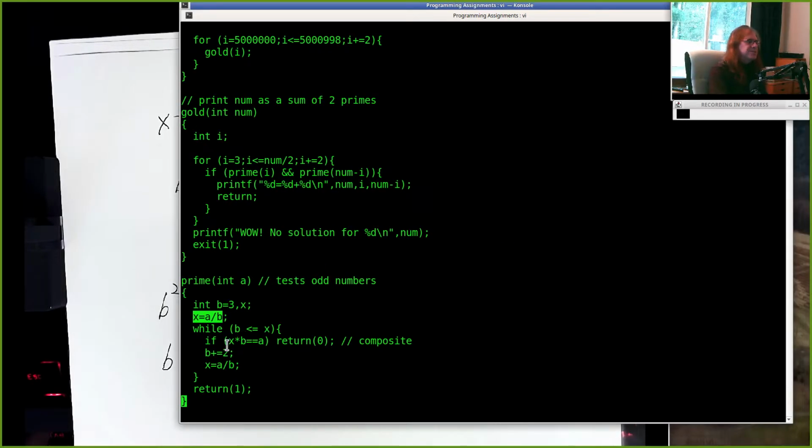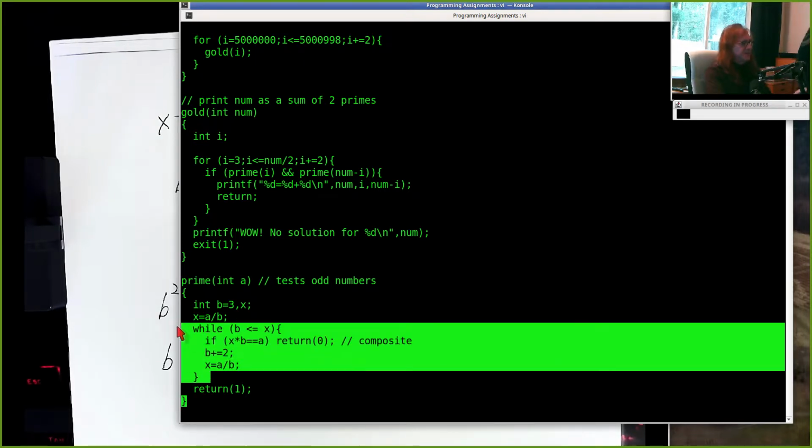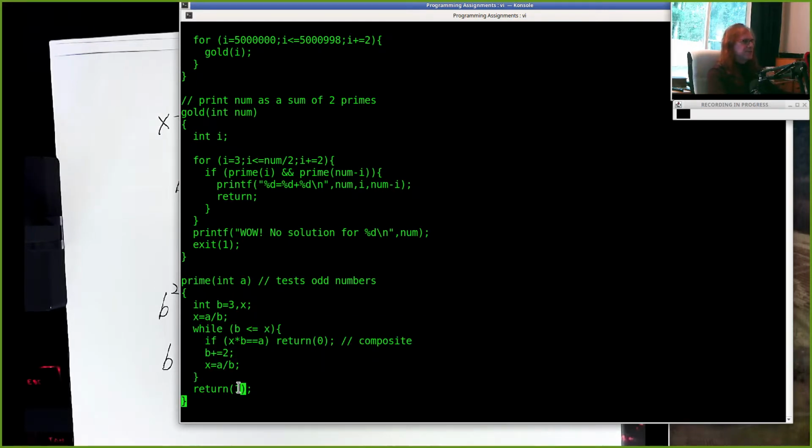So while B is less than or equal to X, I check to see if A is divisible by B. How do I do that? Well, X will be the integer I get when A is divided by B. So just see if X times B is equal to A. If it is, then A over B must have been an int, and so I can return 0. Otherwise, increment my possible divisor, recalculate X, and keep looping. If I come out of this loop at the bottom, my number was prime, and so I can return that.